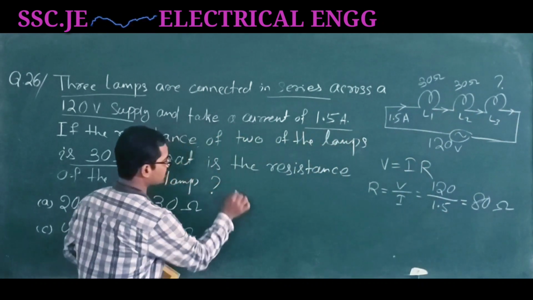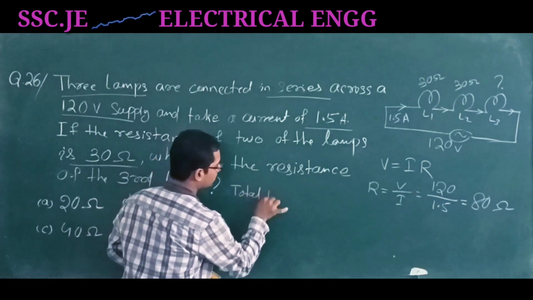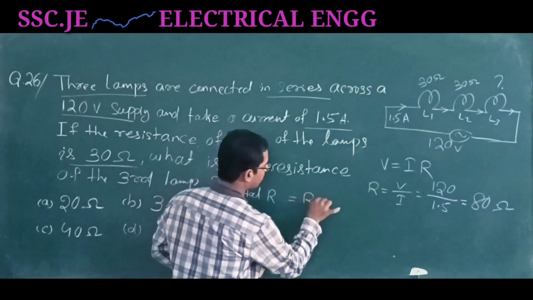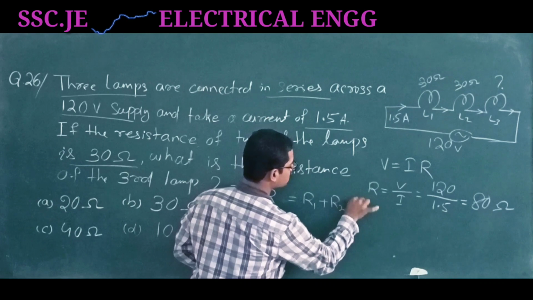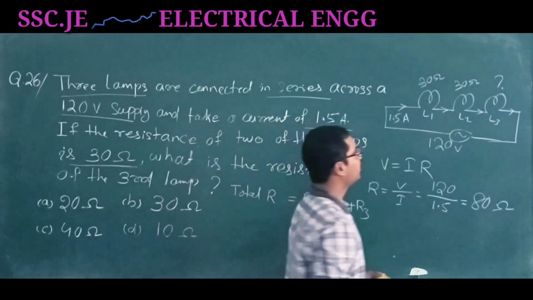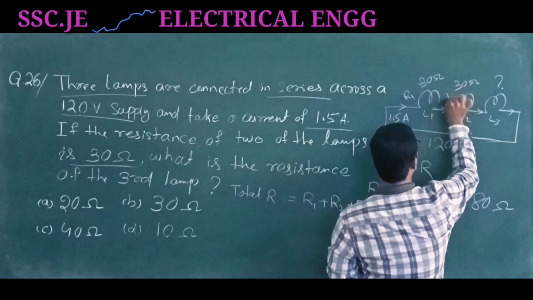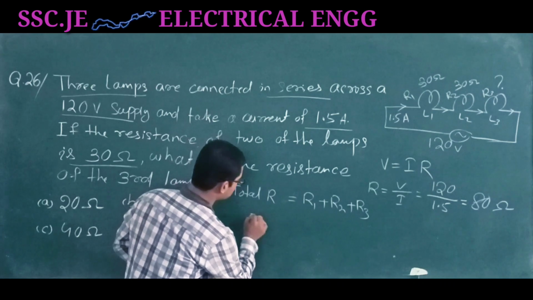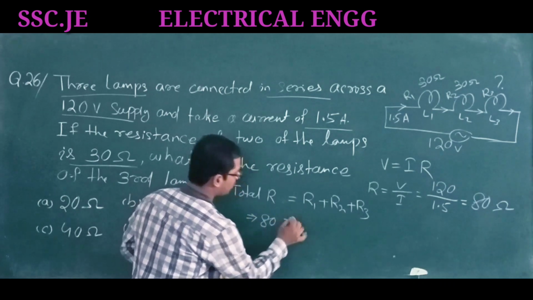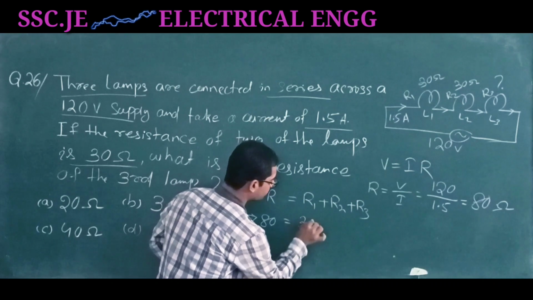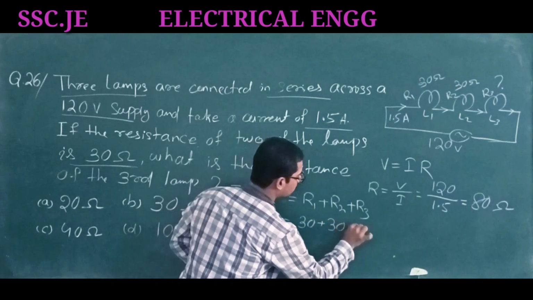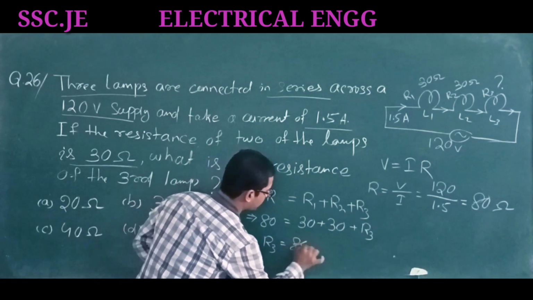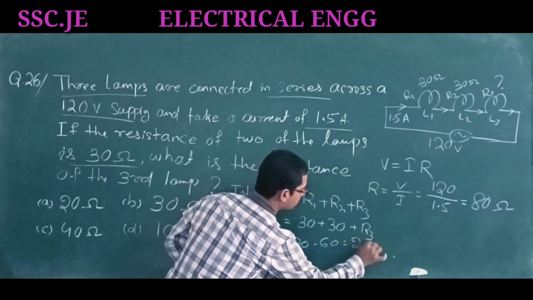so the equivalent resistance or the total resistance of the circuit will be R1 plus R2 plus R3. So R1, R2, R3 are the resistances of lamp 1, lamp 2 and lamp 3. So the total resistance is your 80 ohm and the two resistances are given there, 30 ohm plus 30 ohm, then R3. So R3 will be 80 minus 60, it will be your 20 ohm.